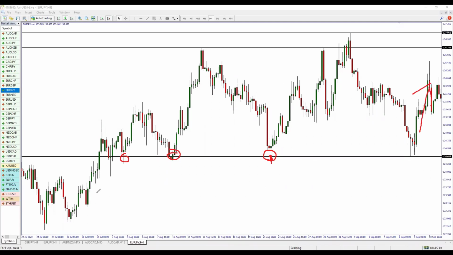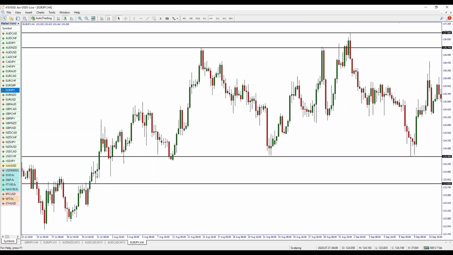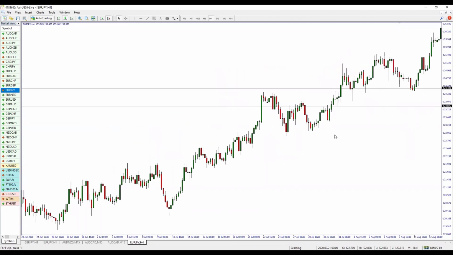But this one here, for example, if we draw a line on this hammer, is there any reason why that should be turning there? Not really, is there?